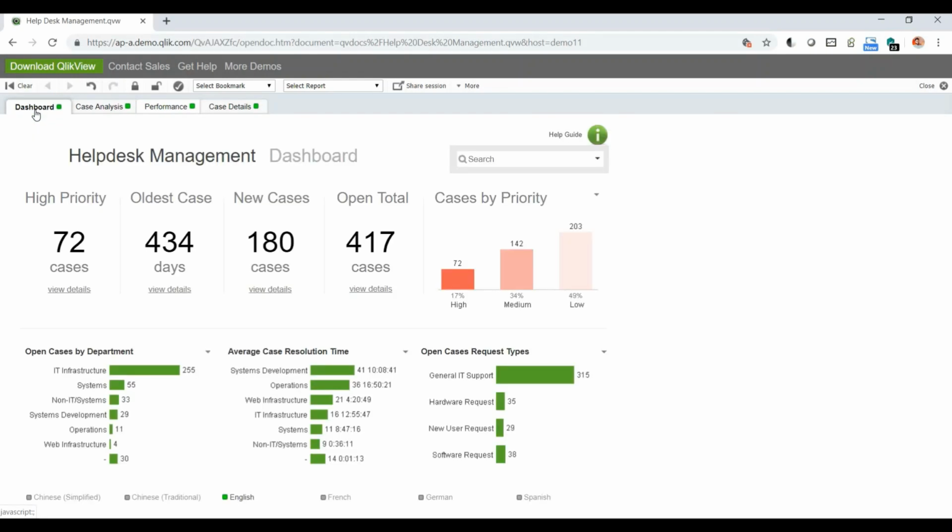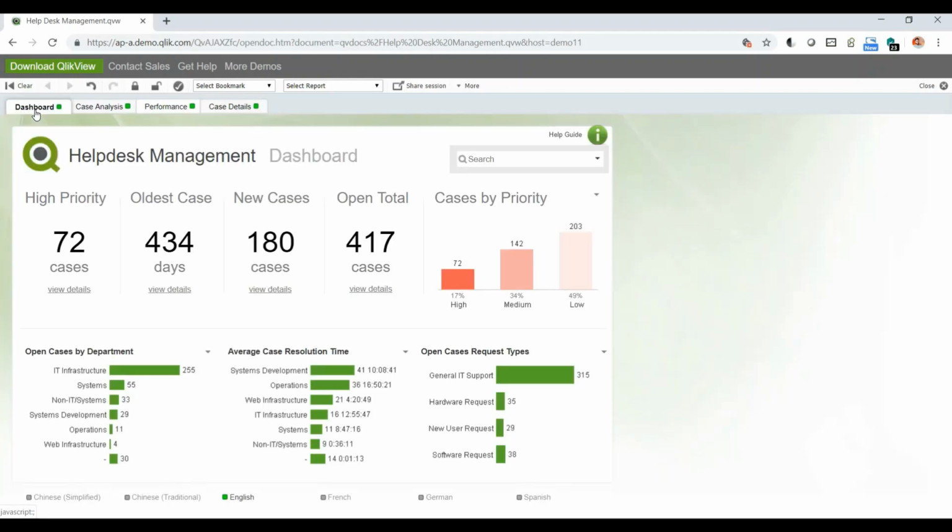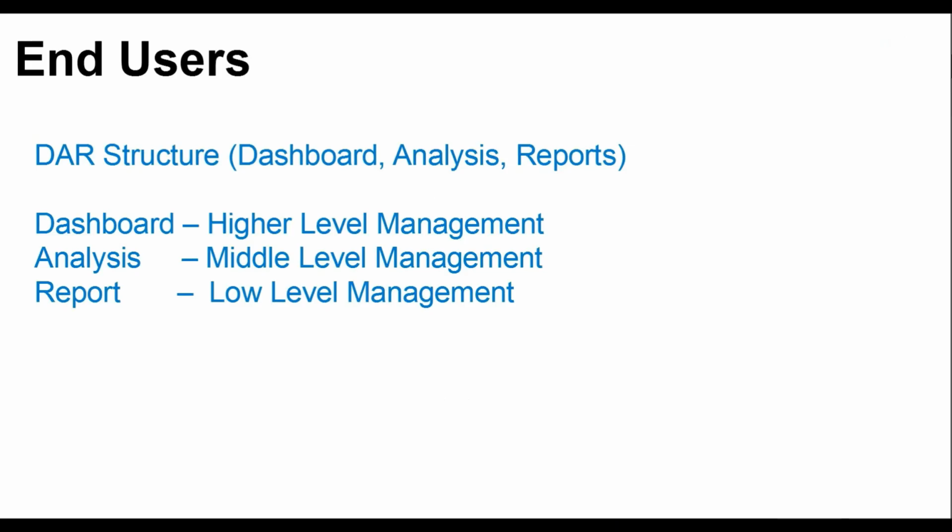As I told you, it is not necessary to maintain this structure, but if you are maintaining it, it is a very good advantage for the application. The clarity of the application will increase. That's all about end users.